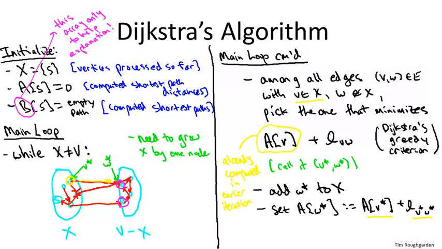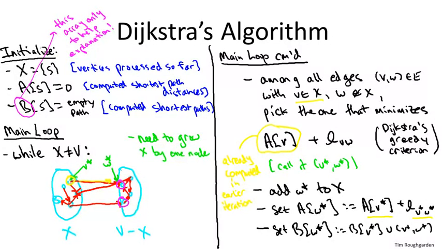So we do something analogous with the shortest paths themselves and the array B. That is, again, since we just added W star to capital X, we're responsible for suggesting a path from S to W star in the B array. So what we're going to do is just inherit the previously computed path to V star, and tack on one extra hop at the end, namely the direct edge from V star to W star. That'll give us a path from S all the way to W star via V star as an intermediate pit stop. And that is the entirety of Dijkstra's algorithm.